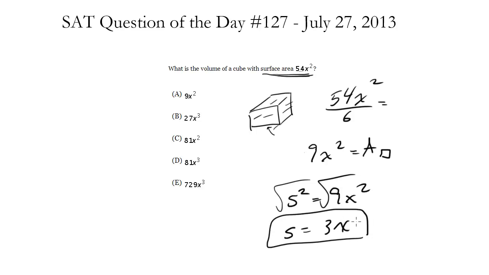And this all makes sense. If you're not sure if this is right, work it backwards. 3x times 3x is 9x squared, times 6 for each face. 9 times 6 is 54, so you get 54x squared, right? So it all works when you move backwards.